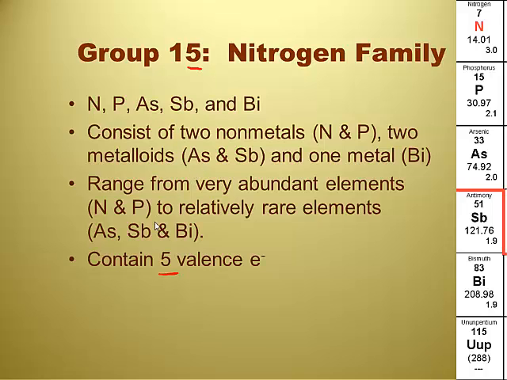Nitrogen is a gas at room temperature, isn't it? That's right. But all the rest are solids at room temp. And it's a diatomic, isn't it? And the interesting part here is the ones at the top, nitrogen and phosphorus, tend to be more abundant, and the ones near the bottom tend to be more rare. It's probably a good thing in the case of arsenic.